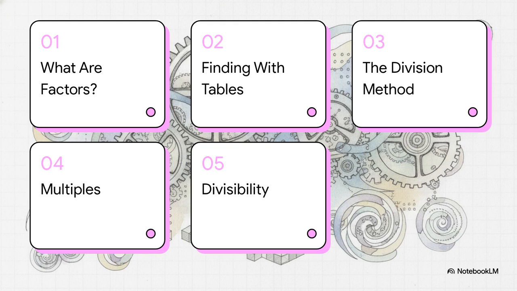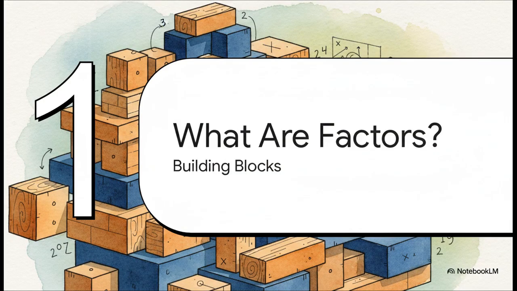To get there, we have a clear, step-by-step roadmap for our explainer today. First, we'll ask, what are factors? Second, we'll cover finding factors with tables. Third, we'll use the division method. Fourth, scaling up with multiples. And finally, we'll unlock divisibility, the math shortcut. Let's start right at the foundation with Section 1.